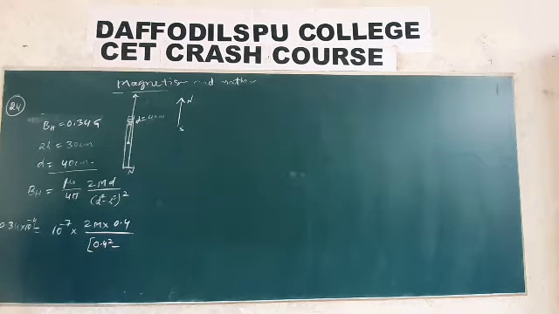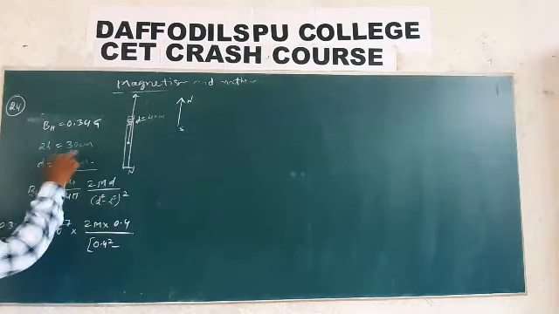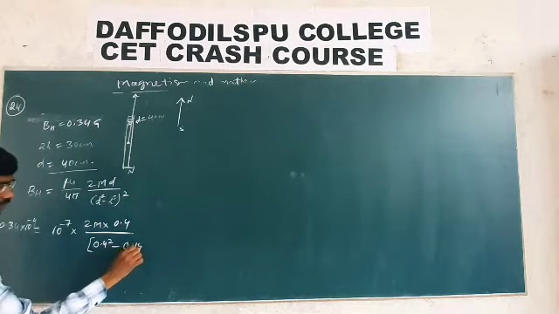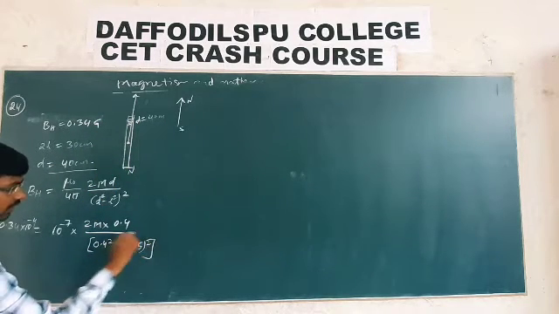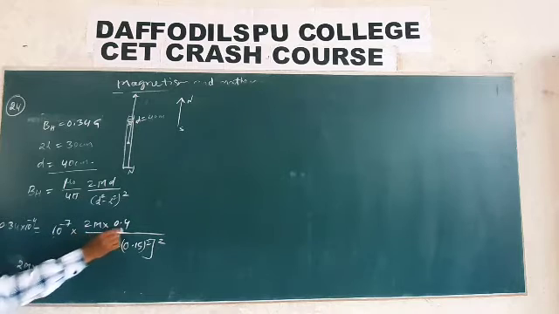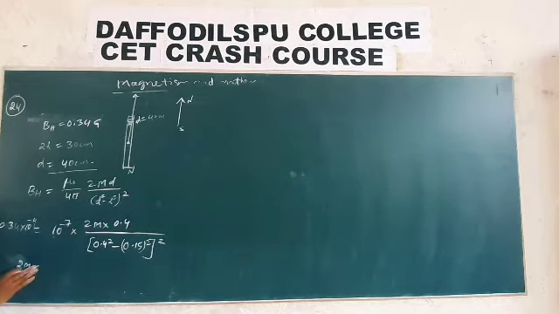Next question: in measuring current with a tangent galvanometer, the error is minimum when the deflection is about what? So what is the tangent galvanometer relation? I is equal to K tan theta. Taking the differential, dI is equal to K secant square theta d theta.